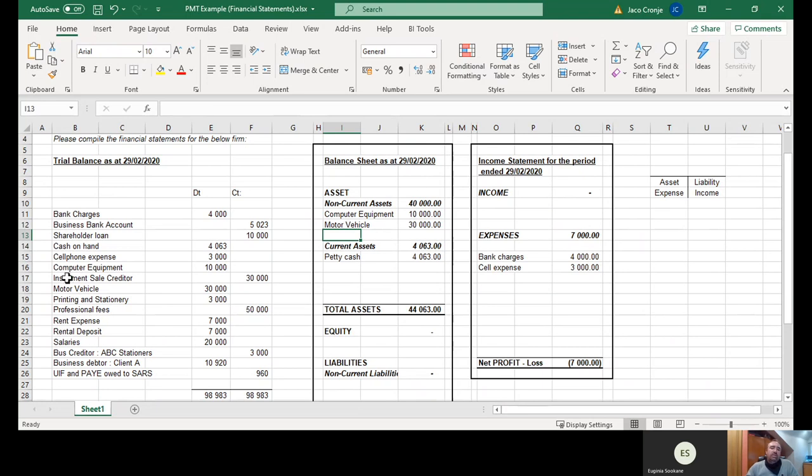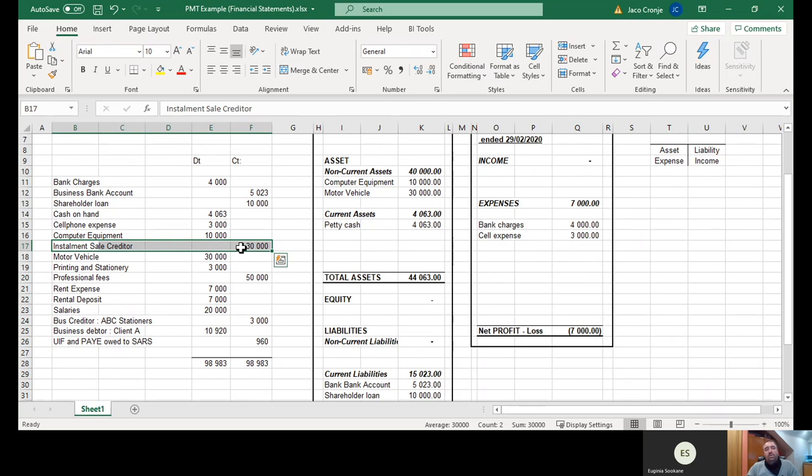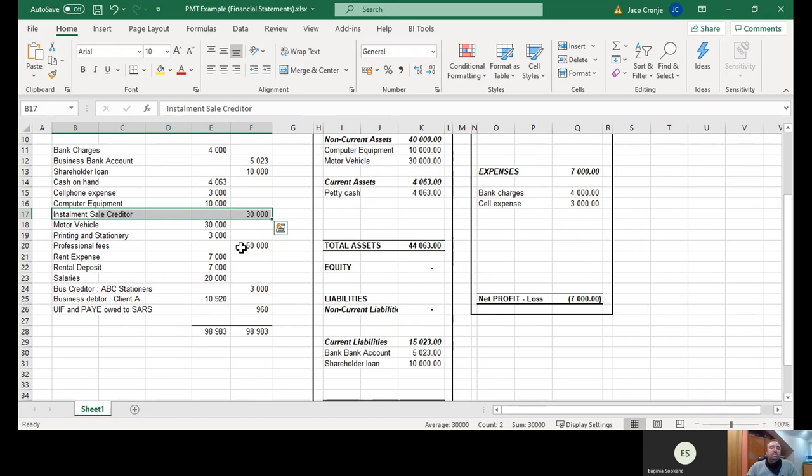And then let's think about the installment sale creditor. Will I pay this entire installment sale creditor in the next 12 months? The answer is no. I'm going to take this over 4 or 5 years. In practice, a portion will be paid this year because you start paying this year, but you are going to pay for 5 years. So in practice, you will actually split this and show the portion paid in the next 12 months as a current liability and the remaining portion as a non-current liability.